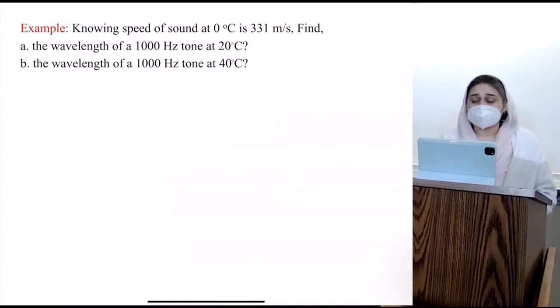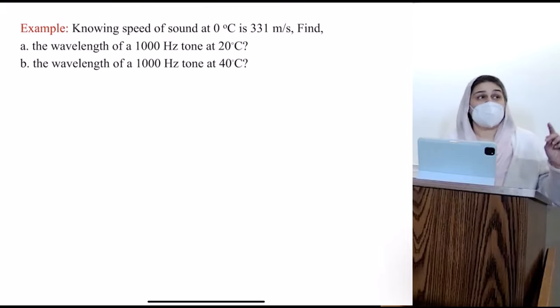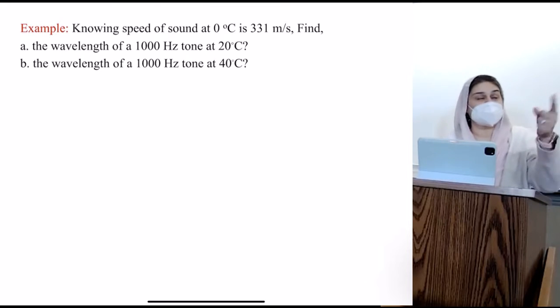Okay, so here's a question for you. Knowing the speed of sound at 0 degrees is 331 meters per second, find the wavelength of a 1,000 hertz tone at 20 degrees and the wavelength of the same tone at 40 degrees. Which is why you now need to retune your instruments in a band.